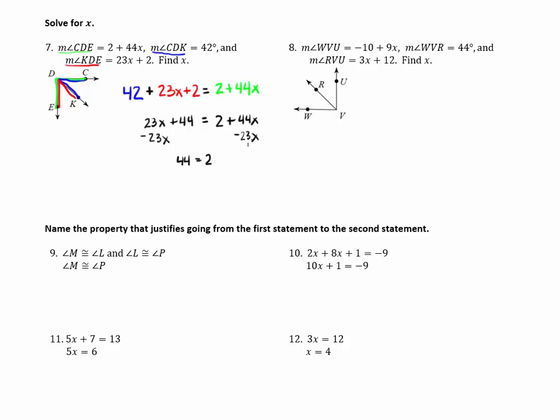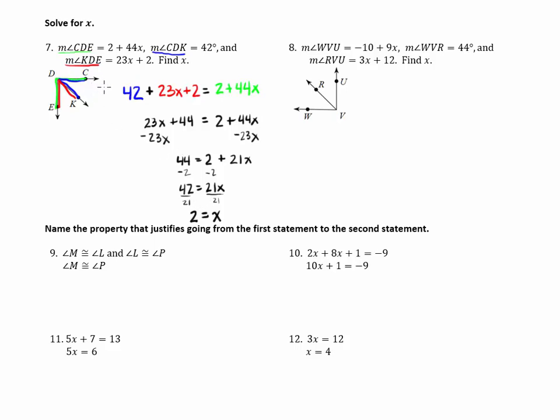44x subtract 23x is going to be 21x. And now I'll move the 2 over, so I'm going to subtract 2 from both sides. That gives me 42 is equal to 21x. To solve this, we're going to divide both sides by 21. We get 42 divided by 21 is 2, and 21x divided by 21 is 1x. So our answer is 2.